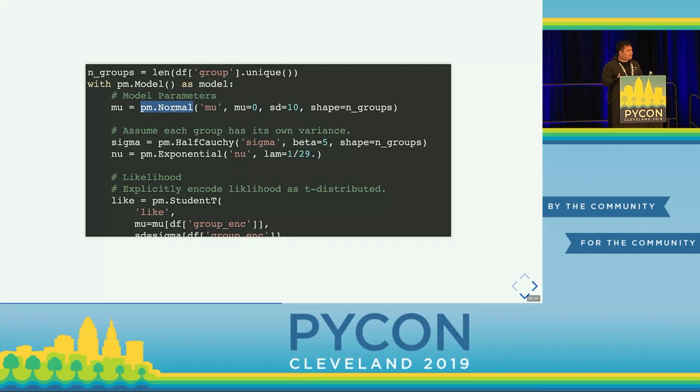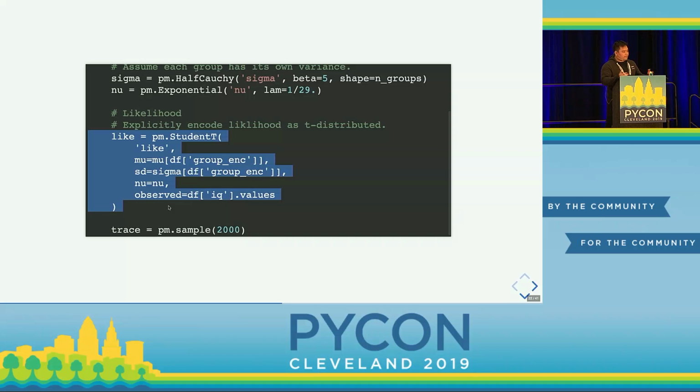You'll notice, first off, there are these things called pm.Normal, pm.HalfCauchy, pm.Exponential, and there are all of these great first-class citizens called probability distributions. So we can assign them to variables and we can do math with them. So for example, I'll model our data maybe as a starting point with a Student t-distribution, because there's a case that multiple factors affect your IQ, and so as a result, the resultant IQ may potentially, in a hand-wavy way, be t-distributed. The Student t distribution has a few key parameters. It's got a mu, it's got a standard deviation, and it's got a degrees of freedom parameter.